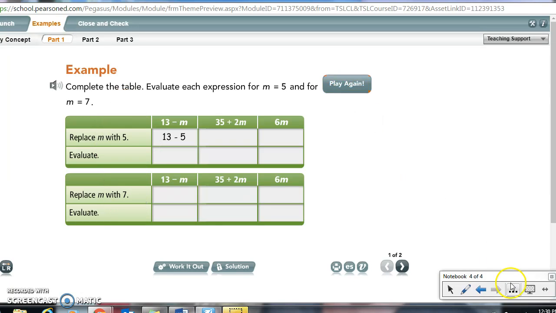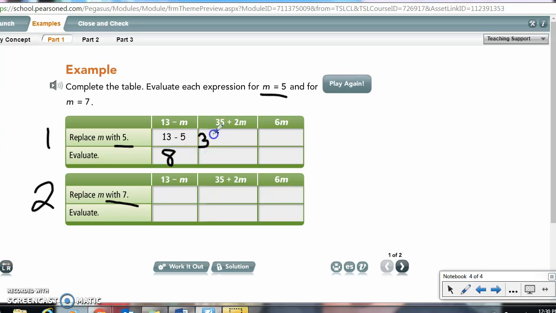So there are a few key things in here they want you to do. This box I like to consider problem 1, and this down here I like to consider problem 2. Here's why. For problem 1, they want you to substitute with 5, and for problem 2, they want you to substitute with 7. So this is easy peasy. Here up top, all they want you to do is write 13 minus m. They wanted you to replace m with 5. So what is 13 minus 5? Well, 13, 12, 11, 10, 9, 8. So my answer is 8.